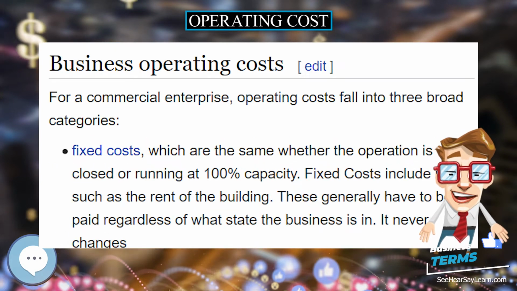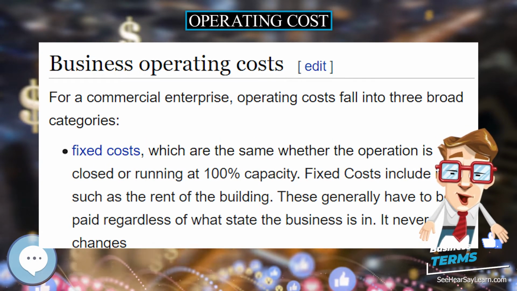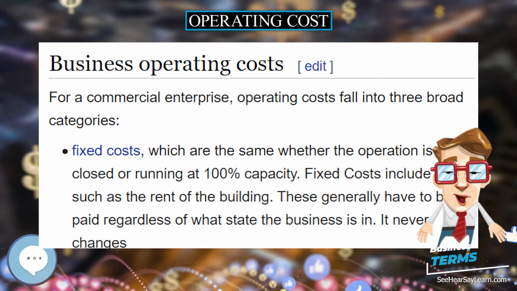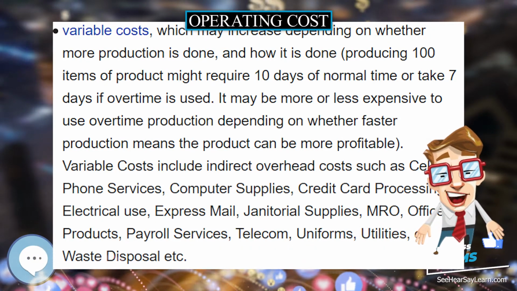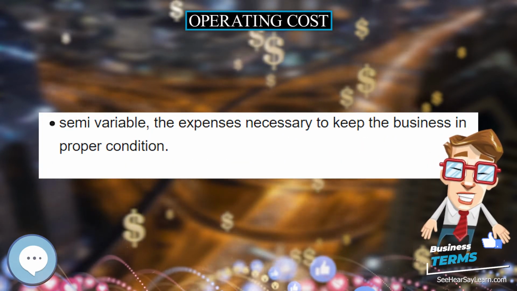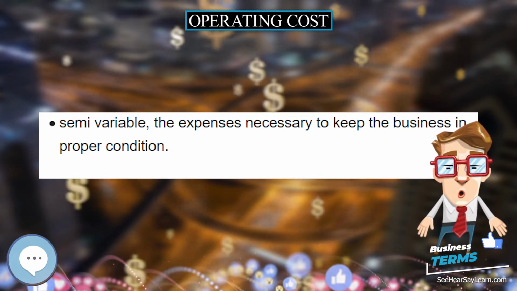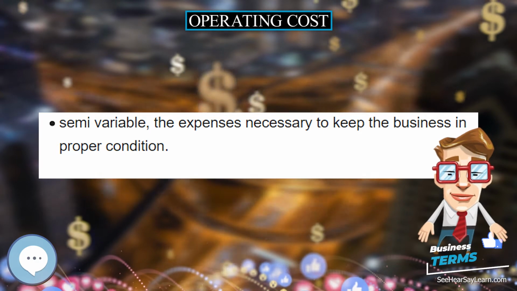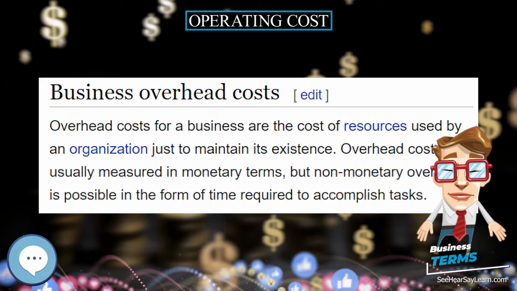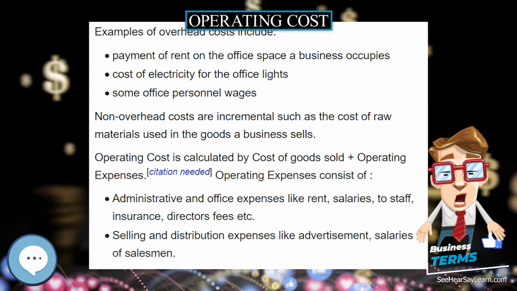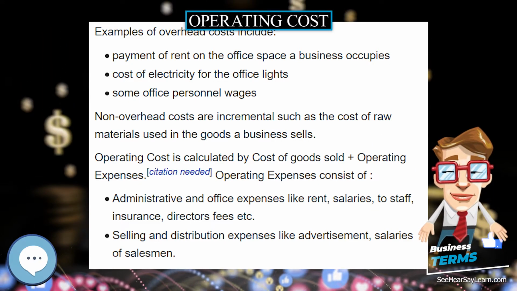Operational costs are the expenses which are related to the operation of a business, or to the operation of a device, component, piece of equipment or facility. They are the cost of resources used by an organization just to maintain its existence. Business operating costs. For a commercial enterprise, operating costs fall into three broad categories.